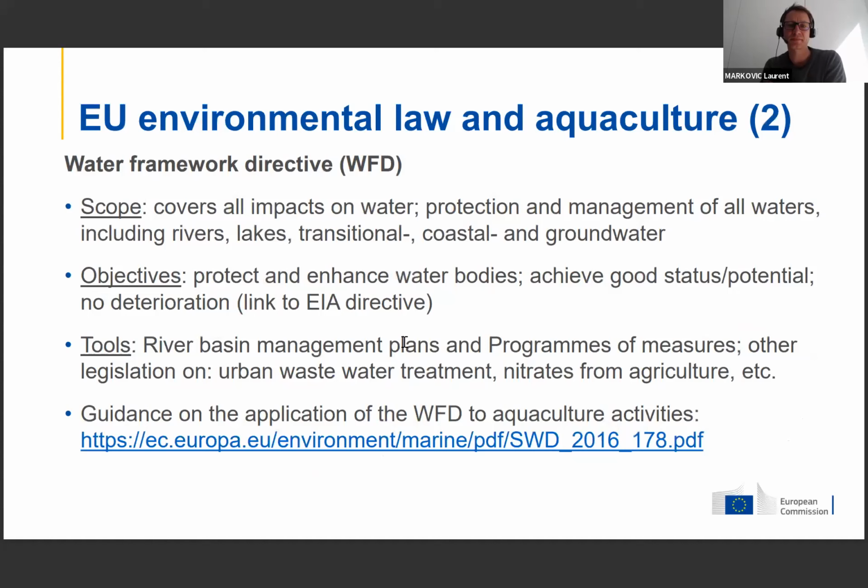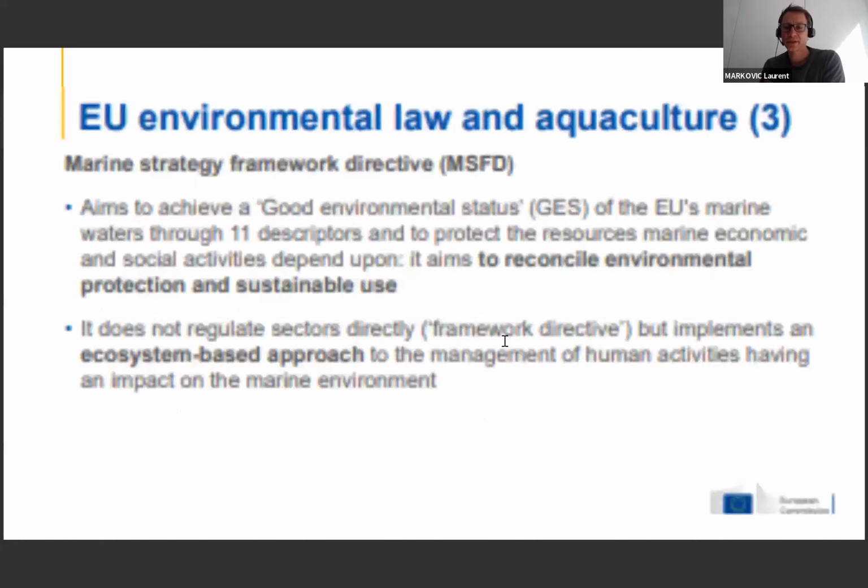Now, the Water Framework Directive is a bit more relevant for freshwater aquaculture. It does, however, cover all the impacts on water, and so it includes transitional water up to one nautical mile at sea. And the main objective is to achieve good ecological status of the water bodies. So it has various tools which are used to deliver those means and objectives. And there's a specific guideline on the application of the Water Framework Directive to aquaculture activities. So if you're interested or not aware, you may want to have a look at that one, and that's why I provide the link. And next slide, please.